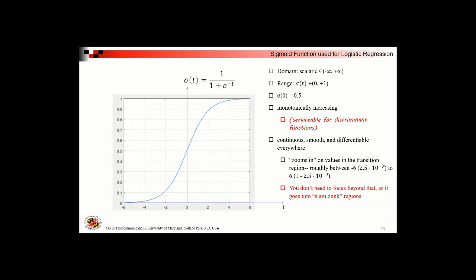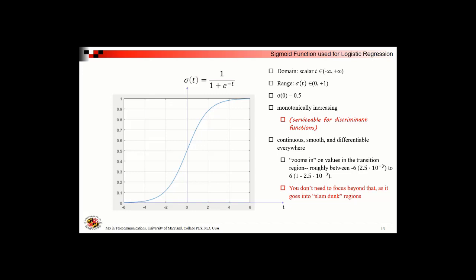It has the advantage that it is monotonically increasing. And remember, we talked about this. This is really good for discriminant functions. It's a useful property. In addition to that, the sigmoid function is continuous and smooth and differentiable everywhere. Again, we talked about this before. These are all good for discriminant functions.